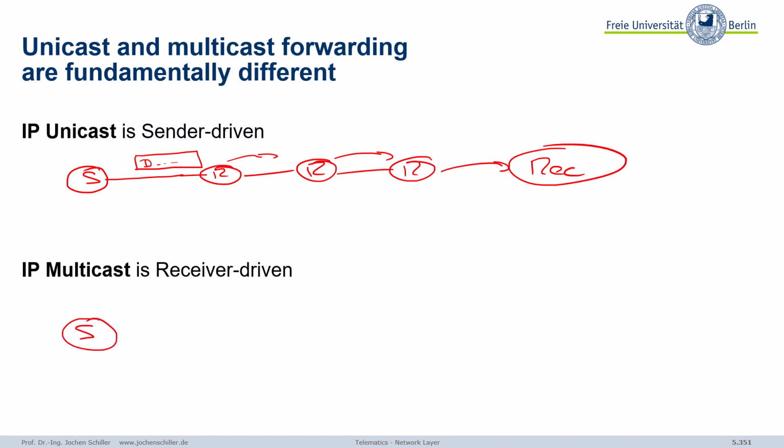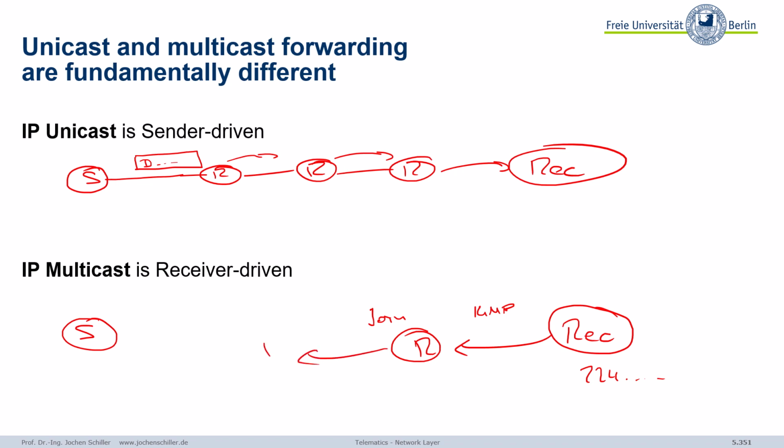Multicast is receiver driven. So yes, there is a sender of a multicast group, but you have the receiver. And the receiver knows, okay, I want to participate in a certain multicast group with certain IP address, and then sends IGMP, later join messages, etc. in the opposite direction until we reach the source, the sender. So it's receiver driven. And then we start sending the data to the receiver.